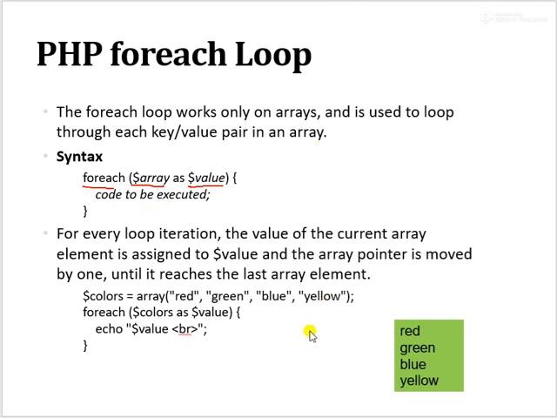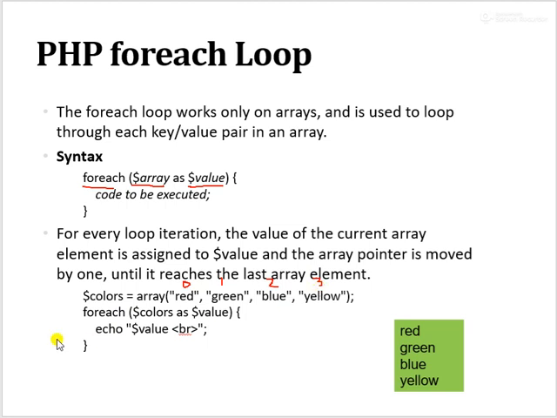So during each iteration, the value of the current array element is assigned to this variable value, and the array pointer is moved by 1 until it reaches the last array element. Like here in an example, I have a normal indexed array. The name of the array is colors, and index 0 is assigned the value red, 1 is assigned green, 2 is assigned blue, and 3 is assigned yellow.